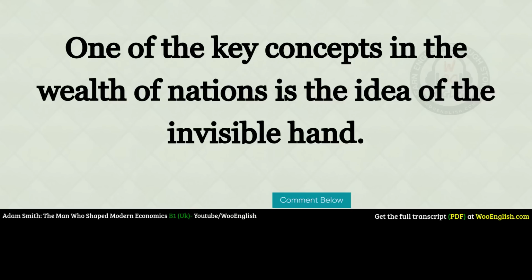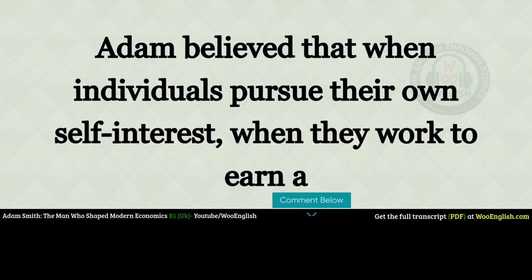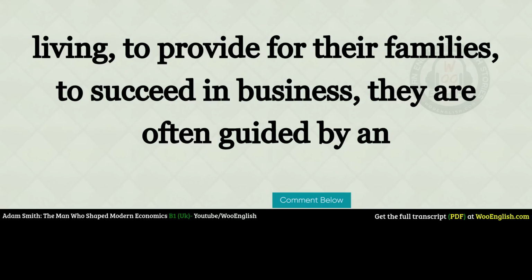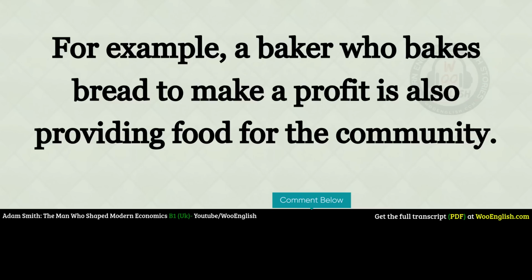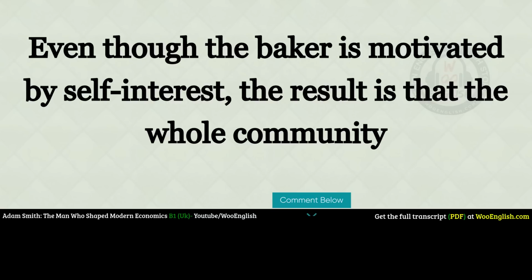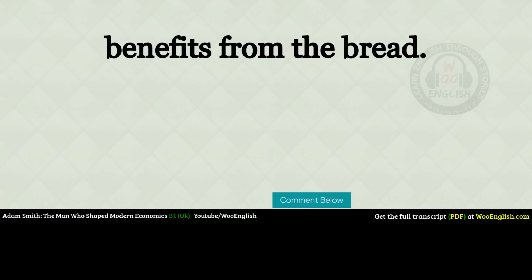One of the key concepts in The Wealth of Nations is the idea of the invisible hand. Adam believed that when individuals pursue their own self-interest, when they work to earn a living, to provide for their families, to succeed in business, they are often guided by an invisible hand that leads to outcomes that benefit society as a whole. For example, a baker who bakes bread to make a profit is also providing food for the community. Even though the baker is motivated by self-interest, the result is that the whole community benefits from the bread.